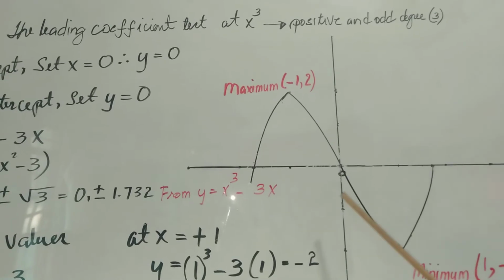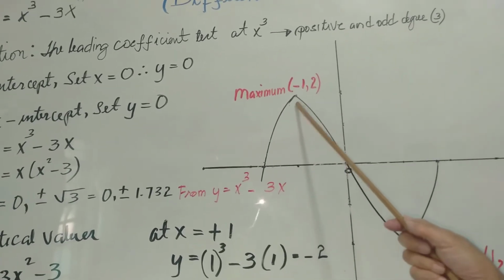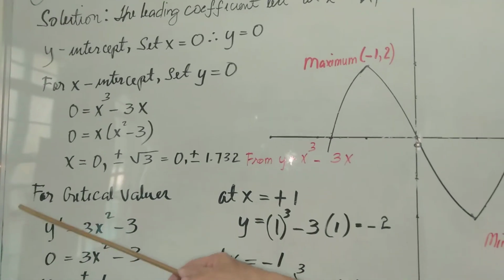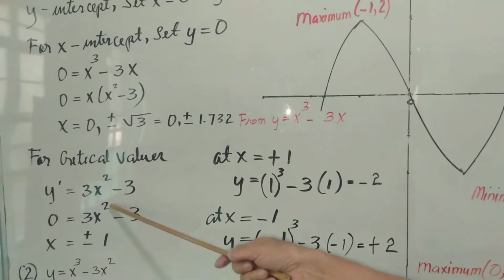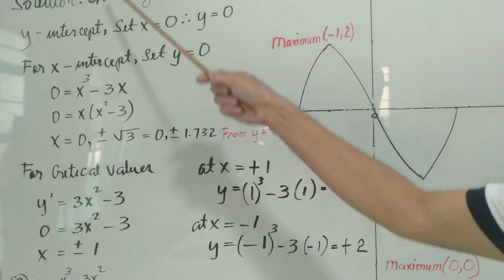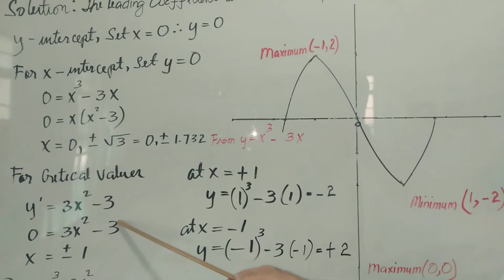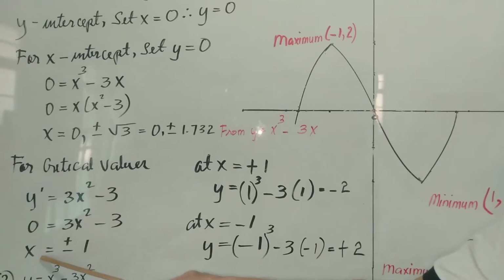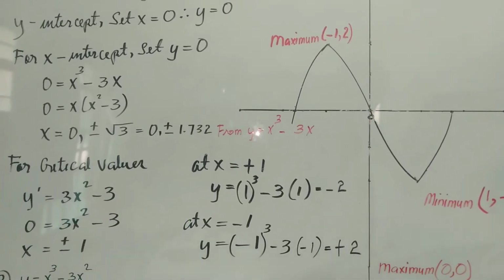And then we get the critical values, on which we will base our maximum and minimum points, because the slope y prime is equal to 0 at those points. So for y prime, we differentiate the given x cubed minus 3x. We have 3x squared minus 3, and then we get the value of x: x is equal to plus or minus 1.